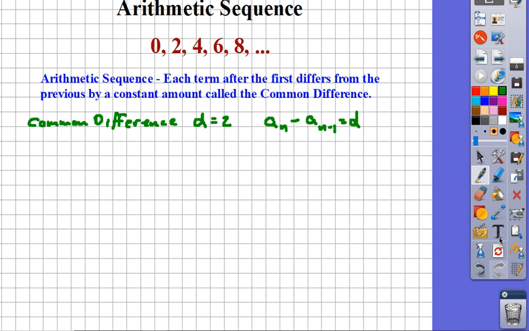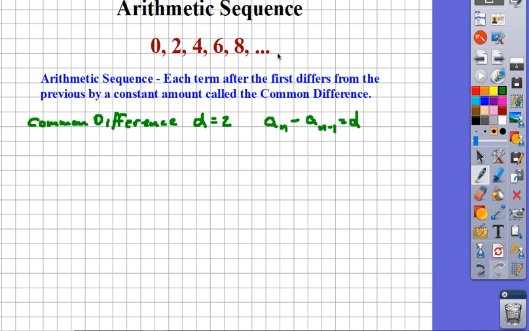So you'll notice that an arithmetic sequence is a linear function where the common difference is going to be the slope, and the domain is the counting numbers, 1, 2, 3, 4, 5, and so on. So this is your first number, second number, third number, fourth number, fifth number, sixth number, and so on.